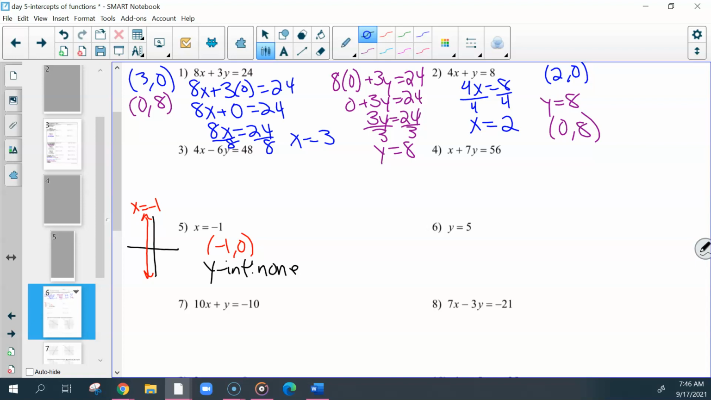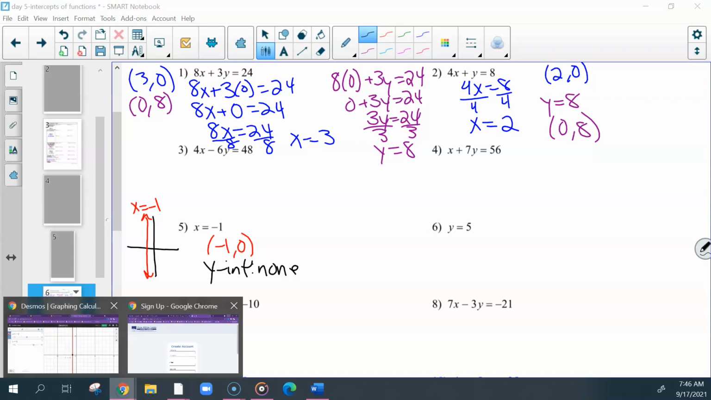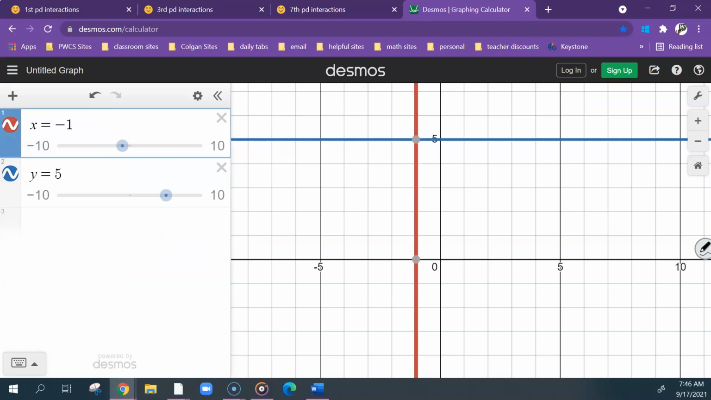So then in that same mindset, if I have this graph at y equals 5, that one's going to look like this. What is my x-intercept for that one? None. It does not cross the x-axis at all. And then my y-intercept? 5.